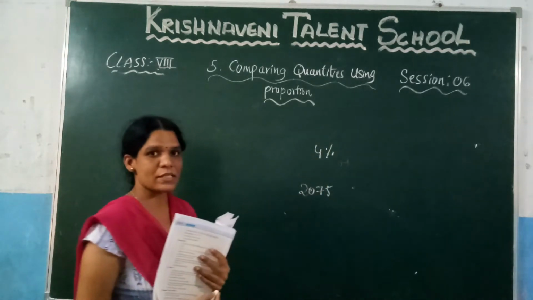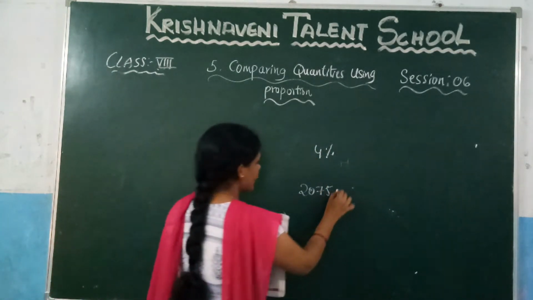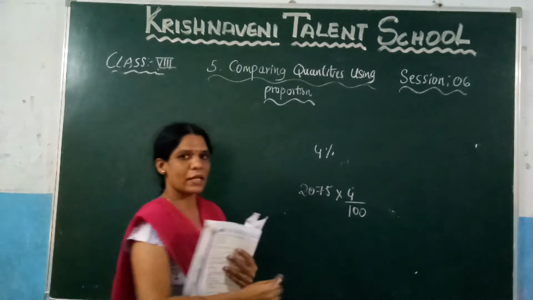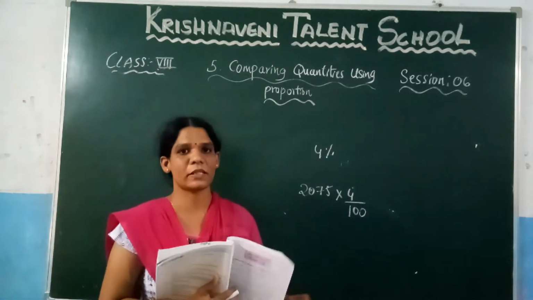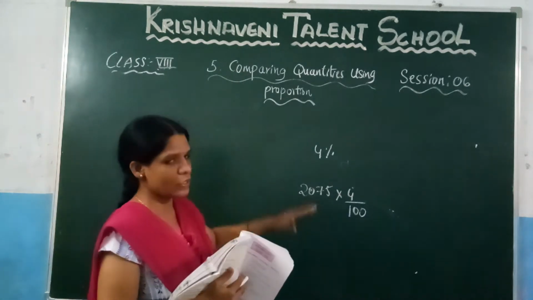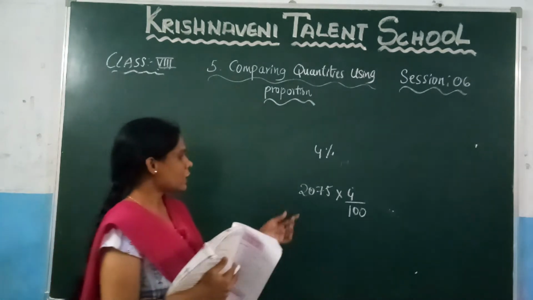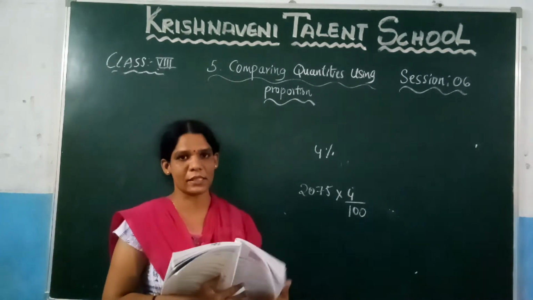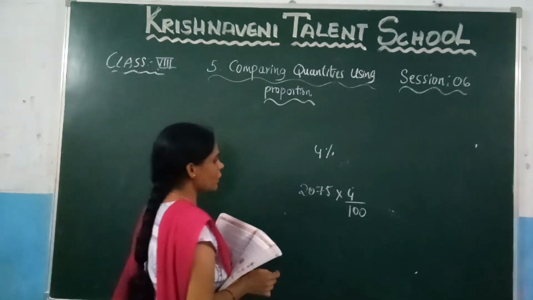Here 4% decrease is there. So you need to write it here into 4 by 100, because here they ask the decrease in enrollment. That means how many members are decreased you need to find. For that reason, you need to take the number of members into 4 by 100 so that you will get the decrease in enrollment. Let us do simplification here.